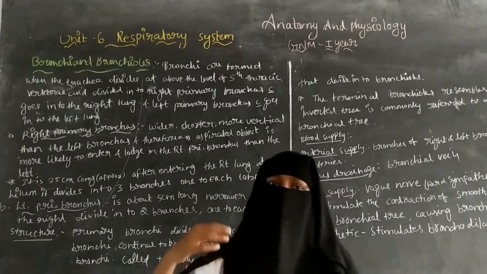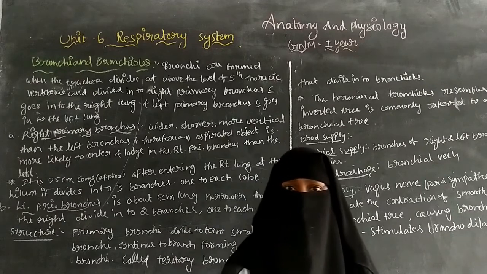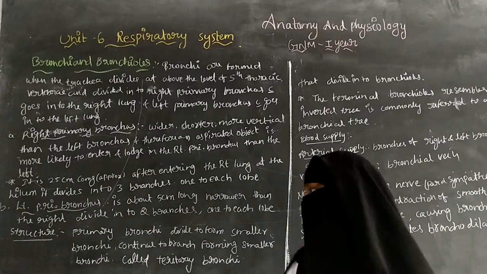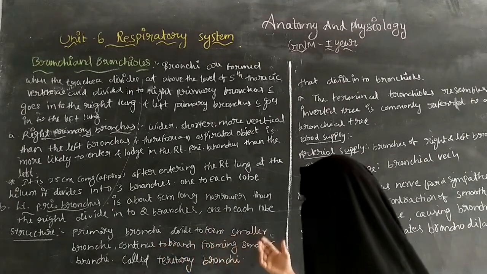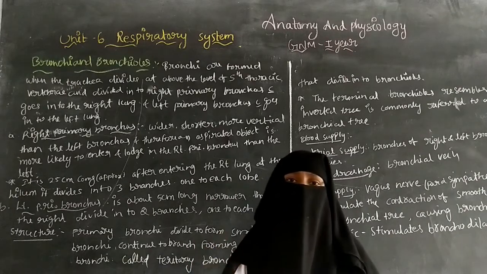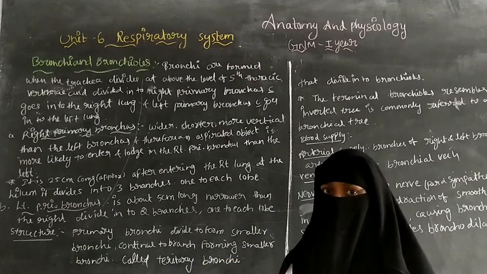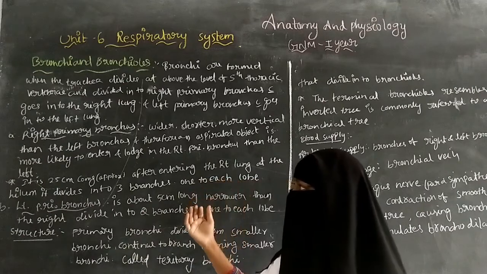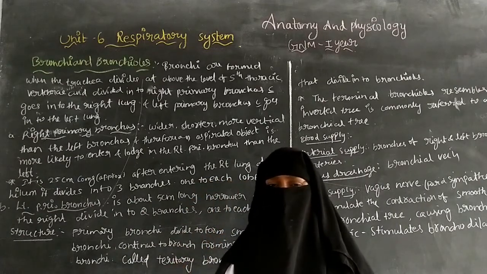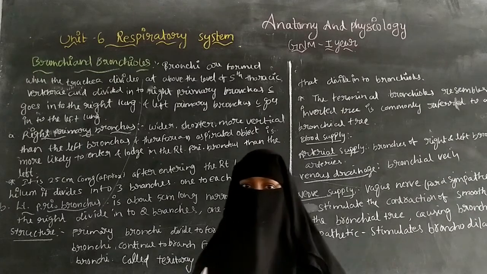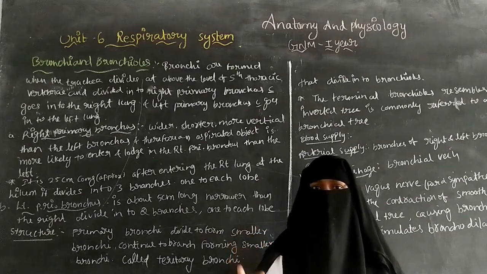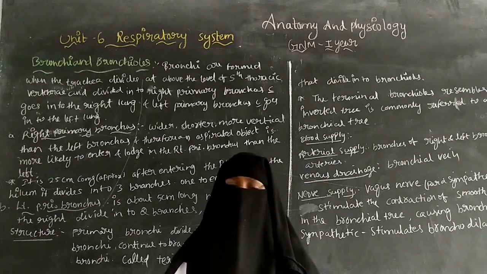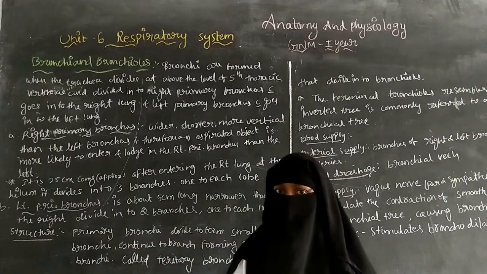When the primary bronchi divide into branches and smaller bronchi, they are called secondary bronchi. The secondary bronchi continue to branch into smaller bronchi, called tertiary bronchi. So the trachea divides into 2 bronchi, the right primary bronchus and the left primary bronchus. The primary bronchus divides into smaller bronchi called secondary bronchi, and the secondary bronchi divide into smaller bronchi.